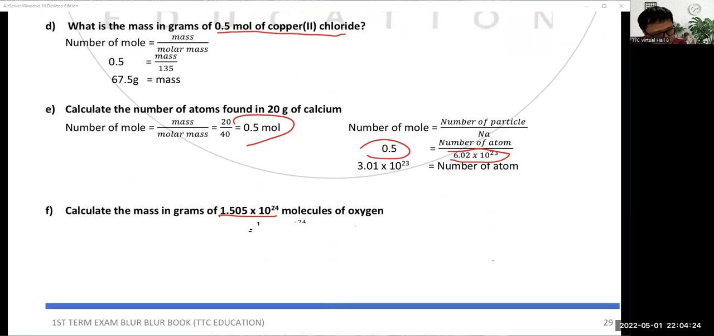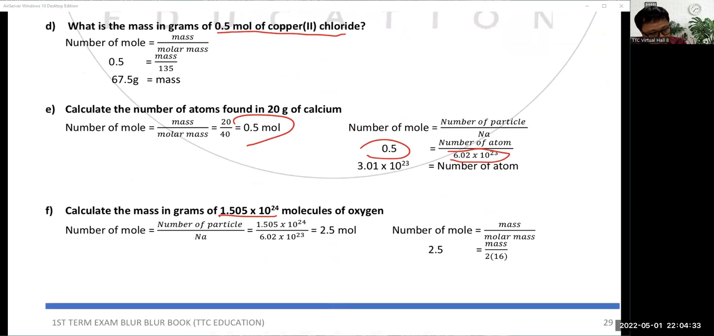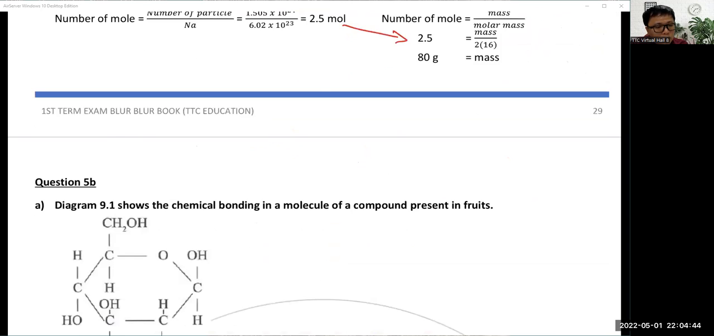Calculate the mass in gram for this number of molecules. First thing, convert the number to moles. You get 2.5 moles. Then from there, convert to mass. So 2.5 moles, we bring it over here. Oxygen gas is O2, so 2 times 16, then you get the mass equals 80. Then you go for this one.